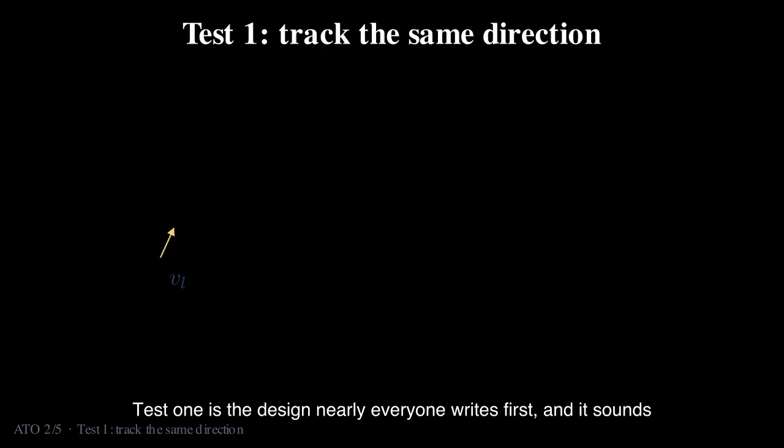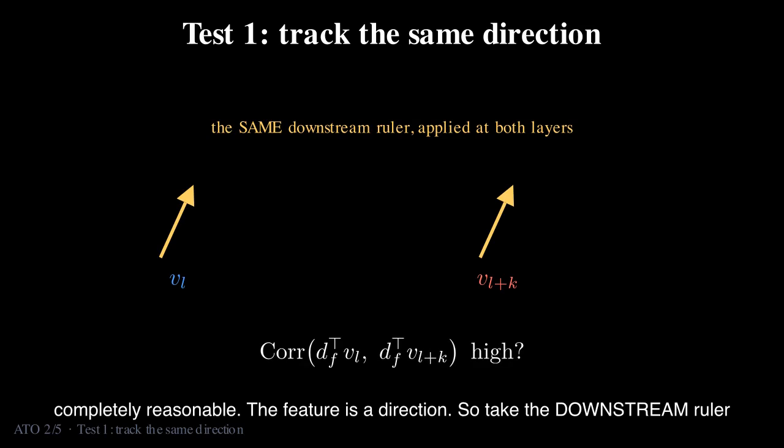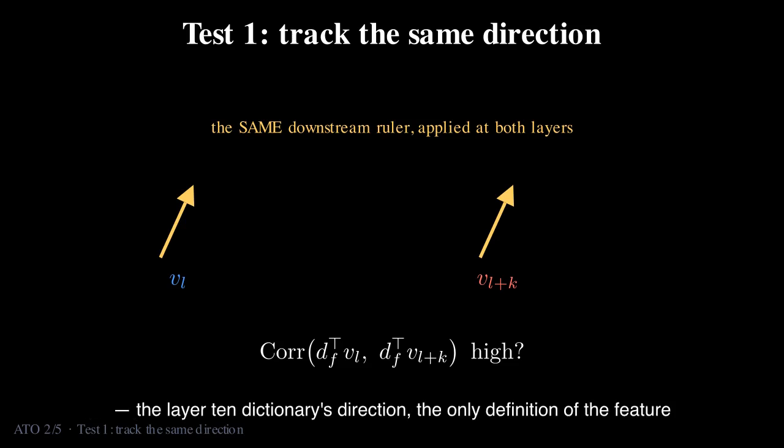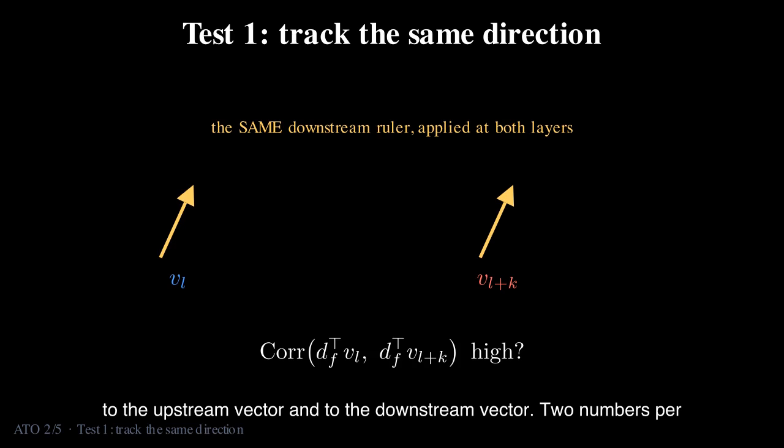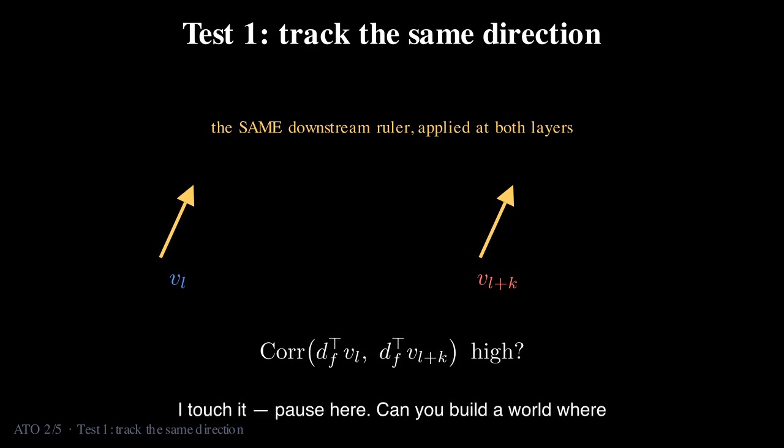Test 1 is the design nearly everyone writes first, and it sounds completely reasonable. The feature is a direction. So take the downstream ruler, the layer 10 dictionary's direction, the only definition of the feature we have, and apply that one same ruler in both places, to the upstream vector and to the downstream vector. 2 numbers per token. Compute their correlation across the table. High, transported, low synthesized. Before I touch it, pause here.